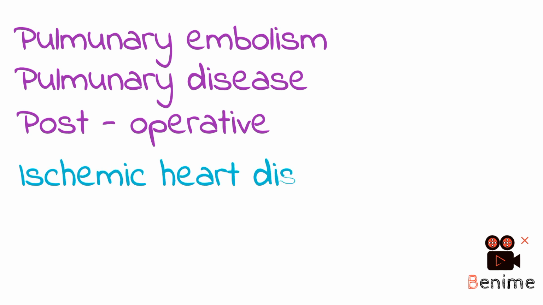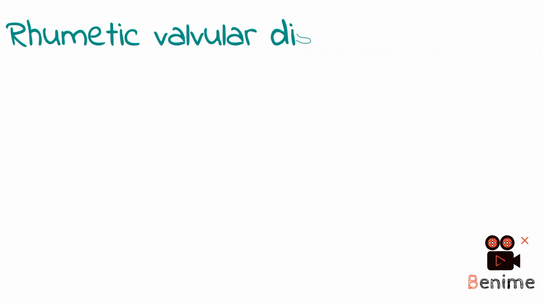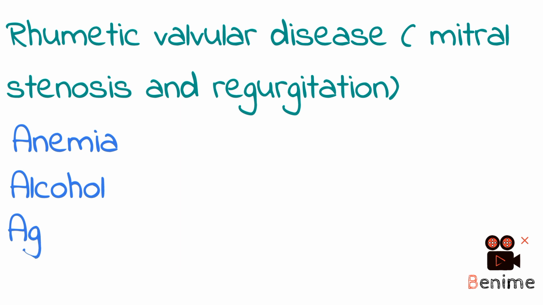I for ischemic heart disease, IV central line, idiopathic. R for rheumatic valvular disease, including mitral stenosis and mitral regurgitation. A for 3 As, remember: anemia, alcohol, age.